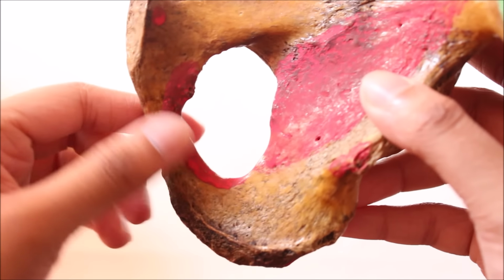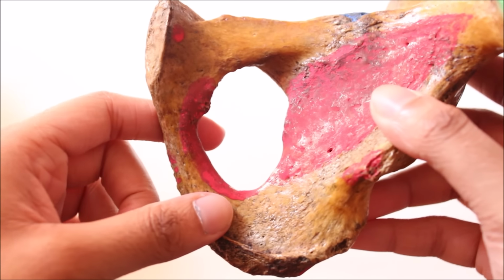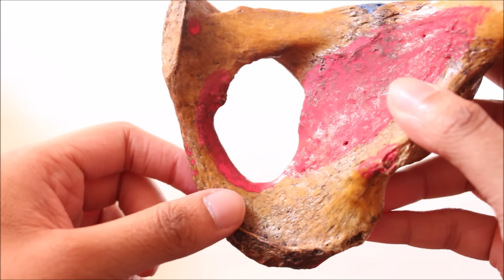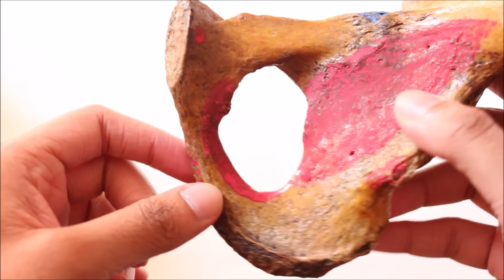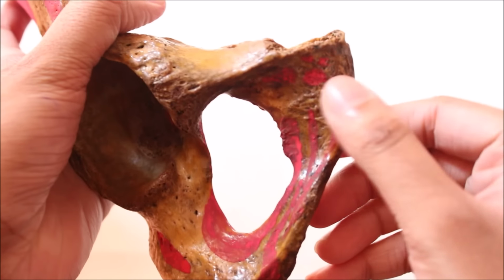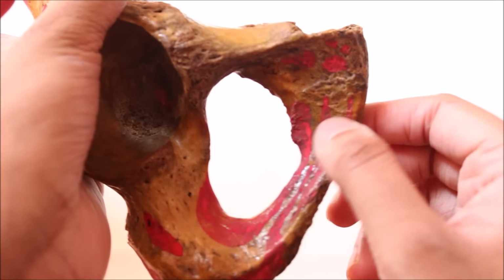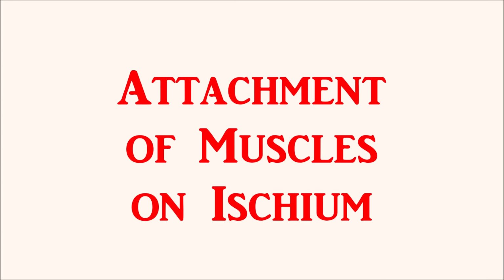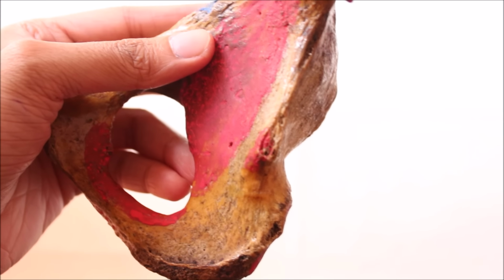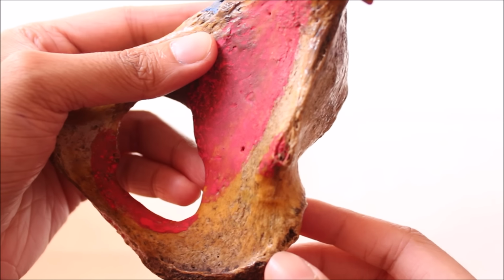The inner surface is smooth and convex and is divided into upper, middle and lower parts by two ridges. The outer surface is rough for the attachment of the muscles. Now let's learn about the attachments on the ischium.